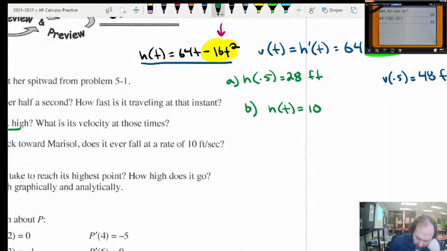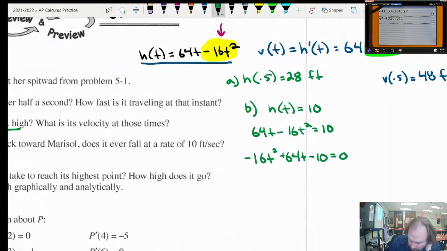So for this, we're going to solve this equation, 64t minus 16t squared equals 10. That might be a tricky question to answer, so let's first of all arrange it like a quadratic equation. 16t squared plus 64t minus 10 equals 0. I suspect this does not have a whole number answer, so maybe the quadratic formula would be a good way to answer this.